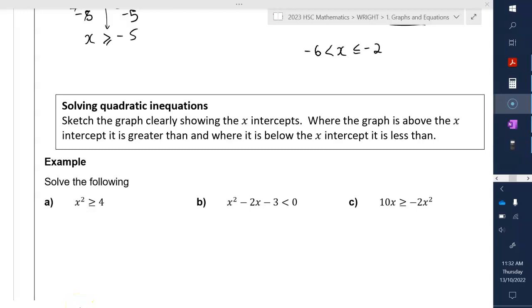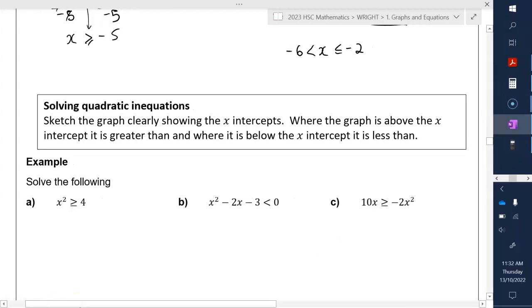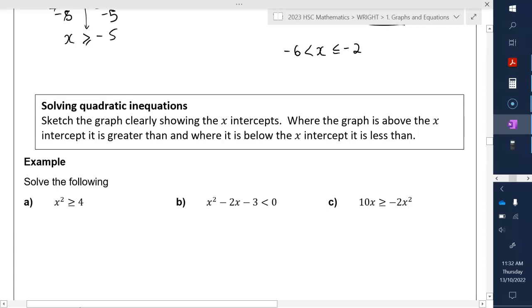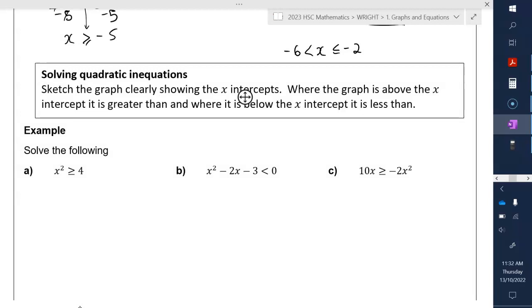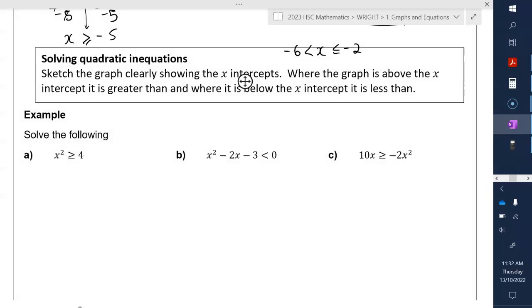Okay, we are now going to solve some quadratic inequations. And it says to sketch the graph clearly showing the x-intercepts. Where the graph is above the x-axis, it is greater than, and where it is below the x-axis, it is less than. So we did a little bit of that in our last couple of lessons. But the idea with these ones here, A, B, and C, we're going to need to graph them to get our solution. Okay, so let's look at the first one.